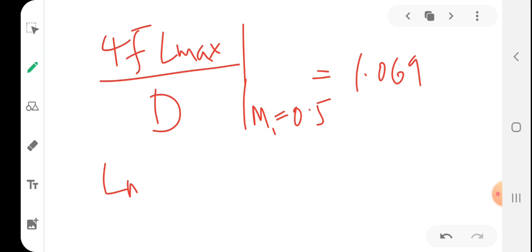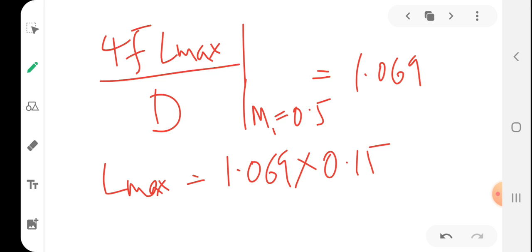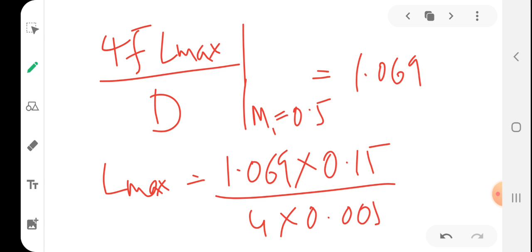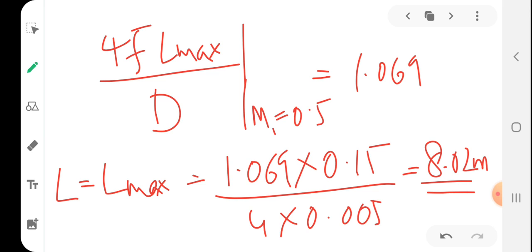So Lmax will be 1.069 into D, where the diameter is 0.15 meter, divided by 4 into f bar, which is 0.005, and the value will be 8.02 meter. So the maximum possible length will be the length of the duct. So the length L will be Lmax only. The length is obtained.